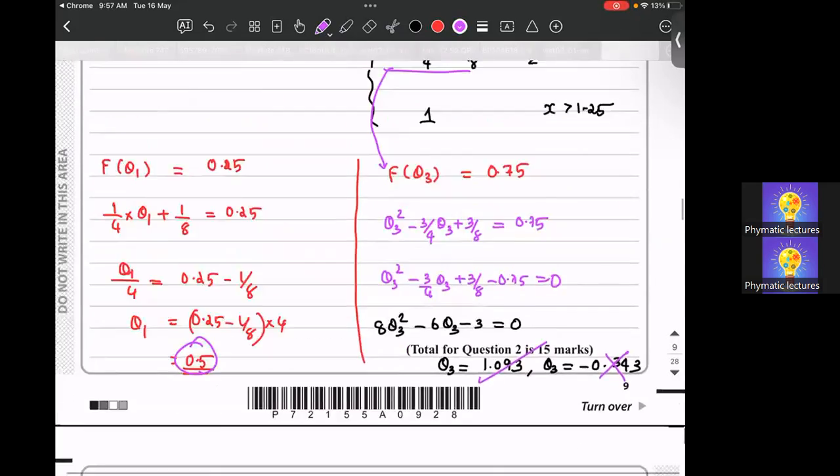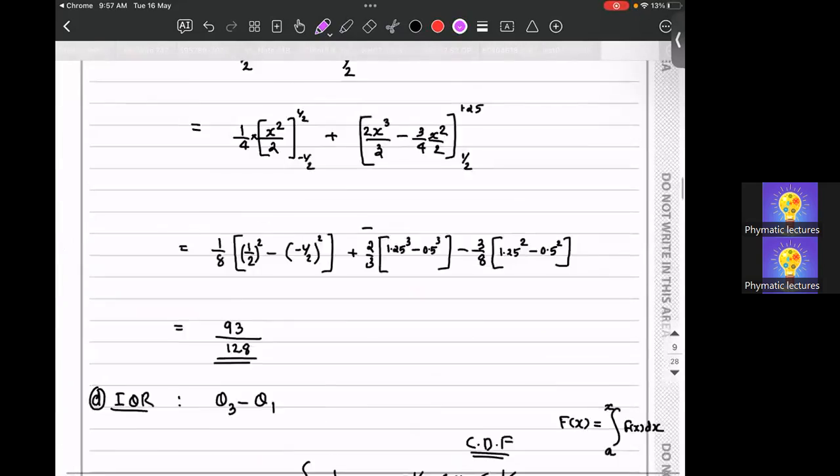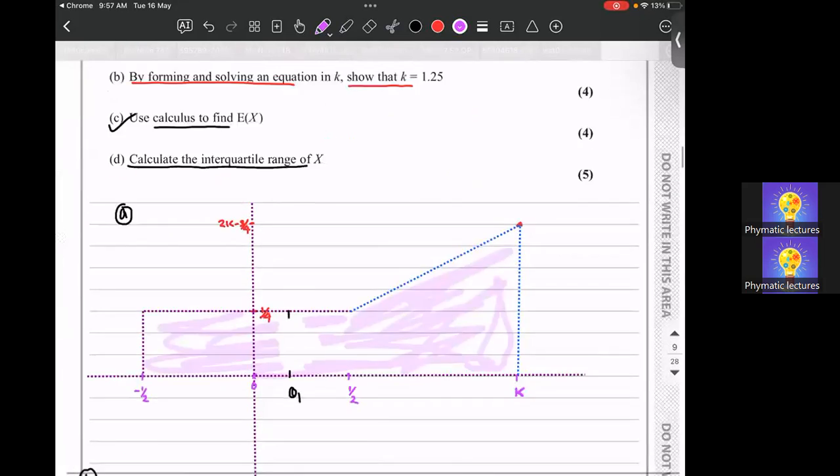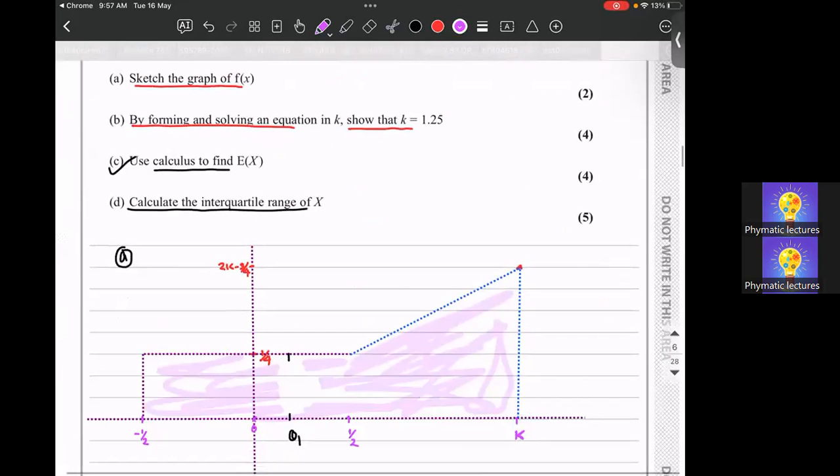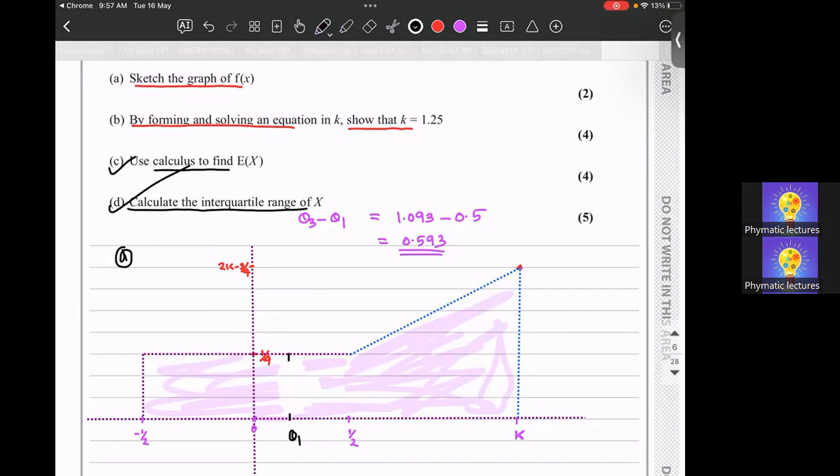So I will write here, interquartile range is Q3 minus Q1, and that is equal to 1.093 minus 0.5, and that is equal to 0.593. So that is the idea about this question. So we did all the parts of the second question, right? Okay.